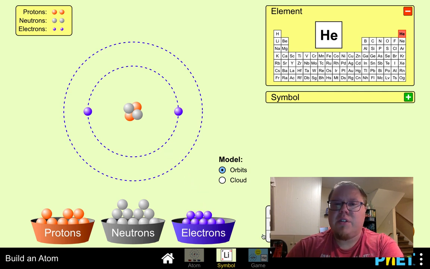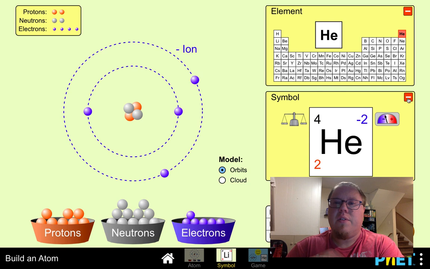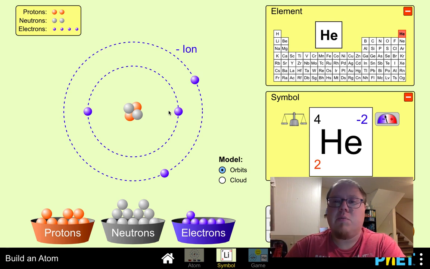And what that changes is the charge. Right now, with equal protons and electrons, it is a neutral atom. If I add an extra electron in there, it gets a negative charge. Now that charge is going to be written in the symbol up here in the upper right corner. So right now, since I have 2 extra electrons, so 4 electrons total, 2 protons, positive 2 and a negative 4, add them together, you get negative 2. That's the difference between them. So it would have a charge of negative 2.